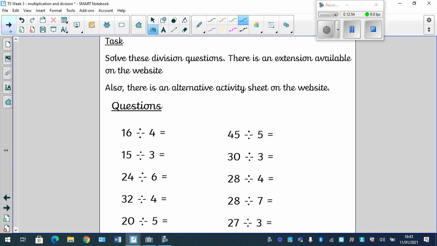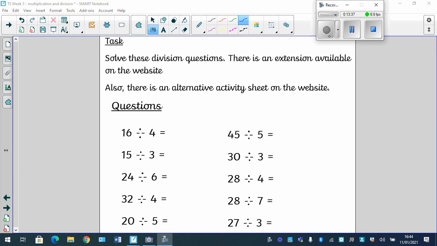Okay then, boys and girls, here's your task for today. Have a go at solving these division questions using some of the skills which we've learnt so far. If you want to, on the school website, there is an extension available. And also, there is an alternative activity sheet on the website too. See how you get on, boys and girls, and on the next page there'll be some answers. So pause video here, don't jump onto the answers yet. Solve the questions, try the different extensions on the website or the alternative activity sheet if you want to, before you move on. So pause here.